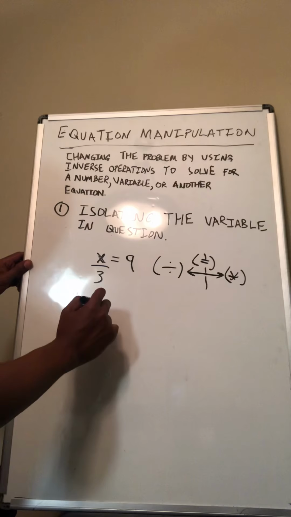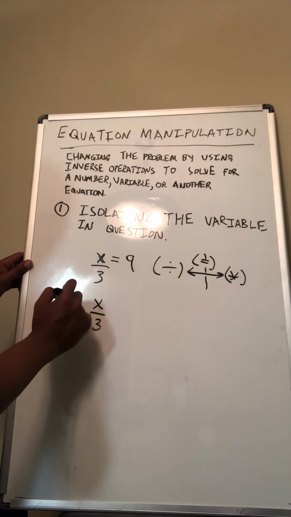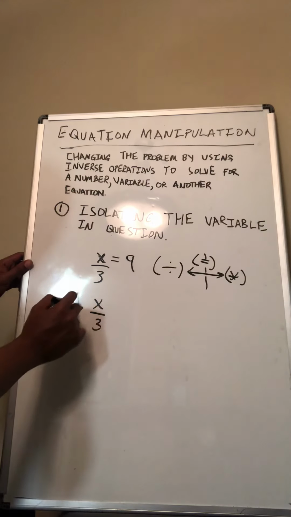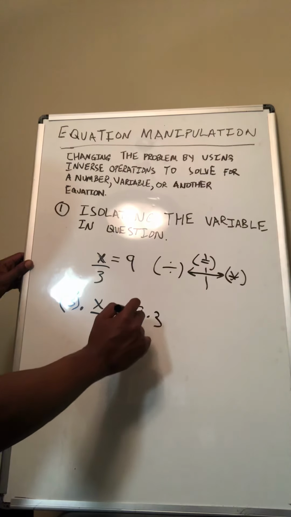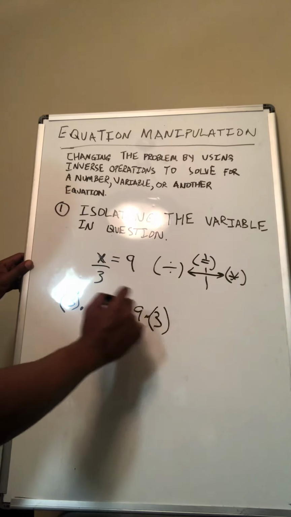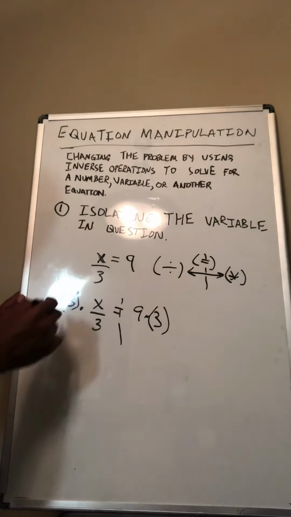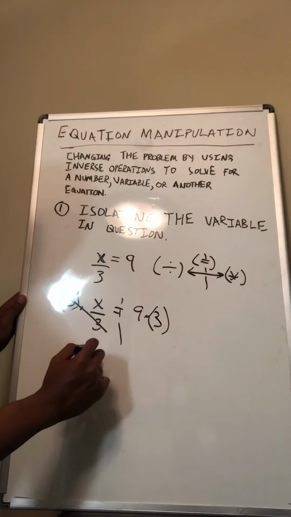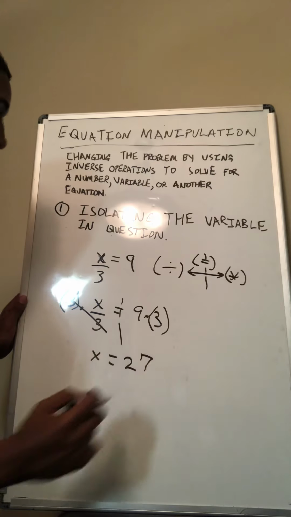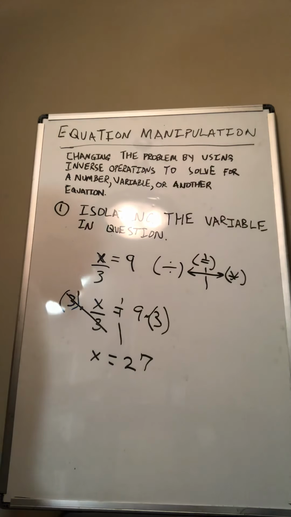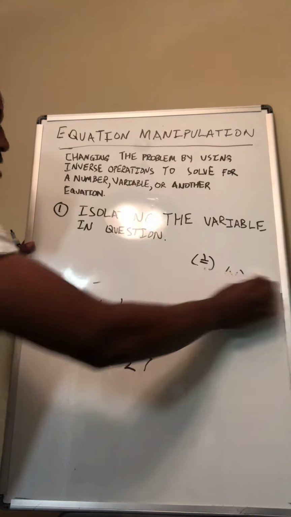So now I would say x over 3 times 3 is equal to 9 times 3. Because whatever I do on one side of my equation, I have to do to the other. These cancel. I have x is equal to 9 times 3 is 27. So those are just some quick examples of some one-step equation manipulation and variable isolation.